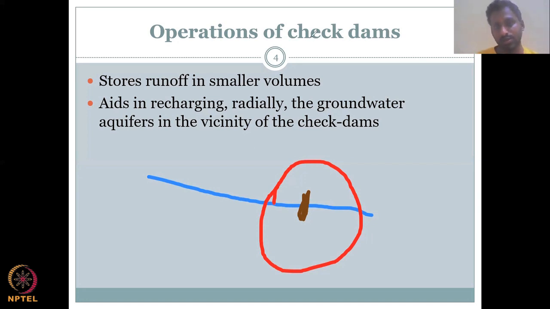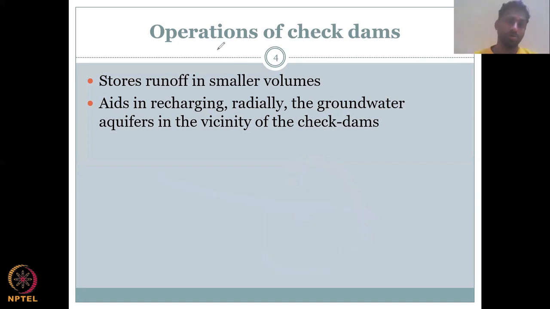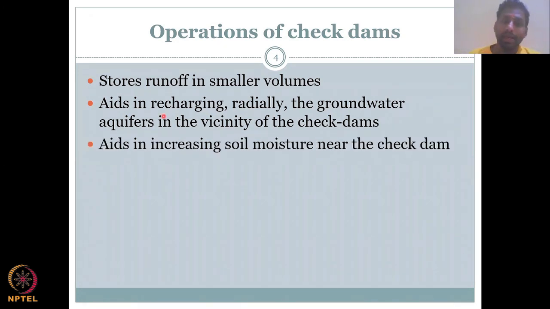But also, all these would depend on, is there space for the water to move? Is it empty, unsaturated, etc.? Aids in increasing soil moisture near the check dam. Because it is recharging the groundwater, in the process, the soil moisture also gets recharged. So initially, it is the soil moisture, depending on the depth of groundwater recharge, or if it is moving in the seepage, in the depth of the groundwater, it can move in the soil moisture profile because of plant uptake, etc.